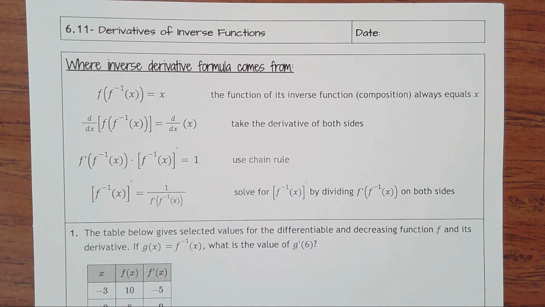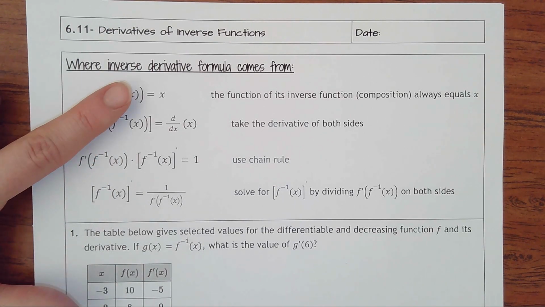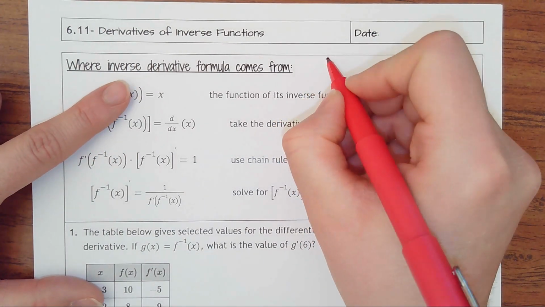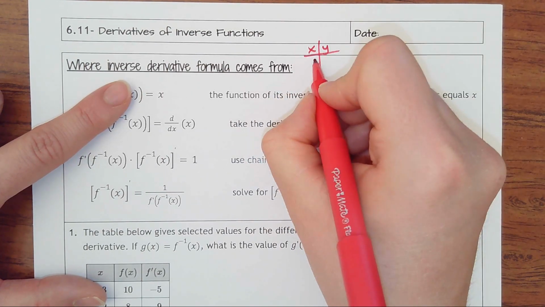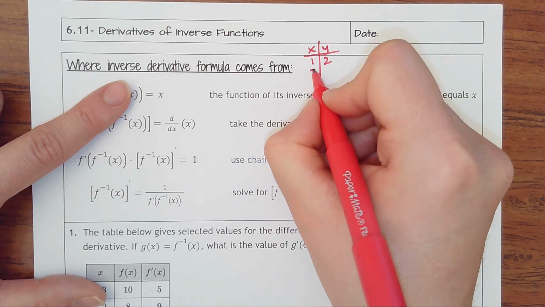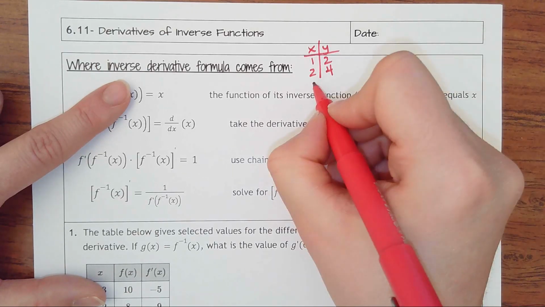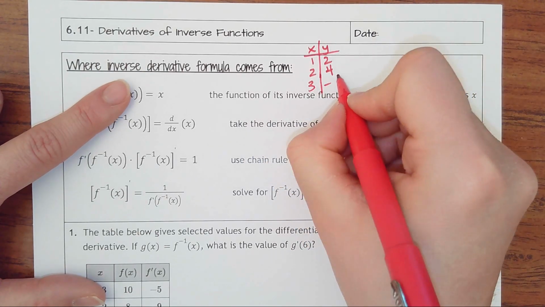6.11, derivatives of inverse functions. So an inverse, we don't talk about a whole lot, but we did do it in pre-calc. An inverse is where x's and y's swap. So let's say I have a function that has a point at (1, 2), (2, 4), (3, -5).